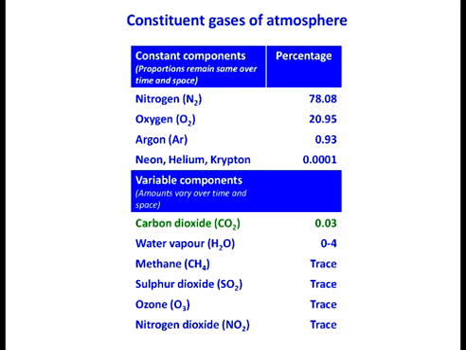that comprises carbon dioxide 0.03%, water vapor 0 to 4%, methane in trace amount, sulfur dioxide also in trace amount, ozone also in trace amount, nitrogen dioxide also in trace amount. So this variable component, and most importantly carbon dioxide, is playing a crucial role in governing the global warming cycle. Now, as we know, different forms of carbon are among the key gases which affect the global climate, right? So, looking at that, each and every element and each and every compound has its own cycle.